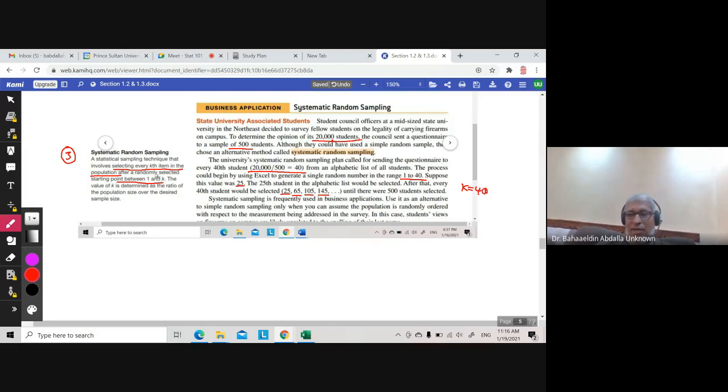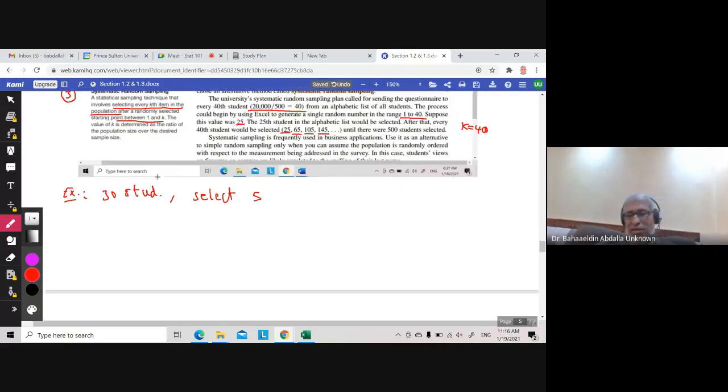Okay, if you want to make the numbers easy, you can talk about, for example, 30 students in the class, and select 5 using a systematic sampling technique. What to do? I divide 30 by 5. This will give you k. Now from the first students, from 1 to 6, select a student. For example, by calculator I selected 3.